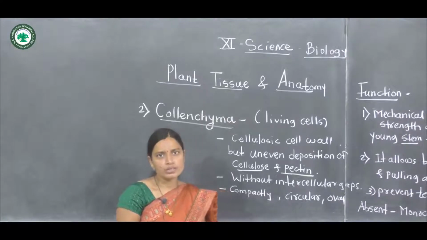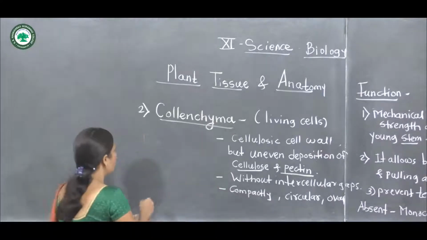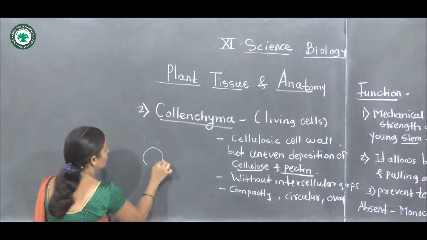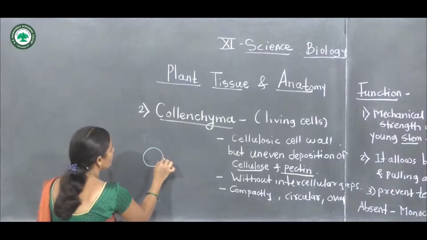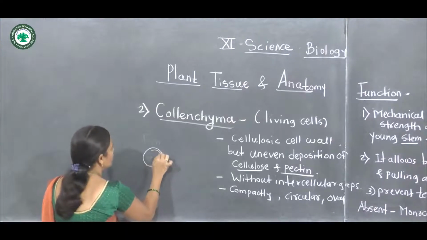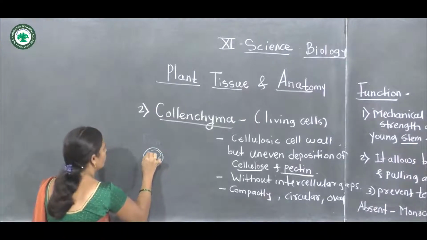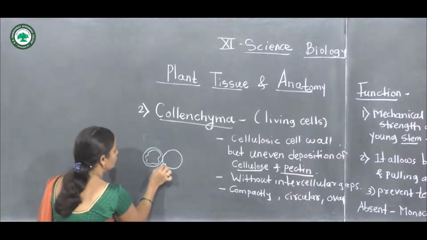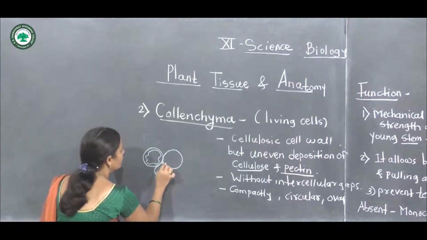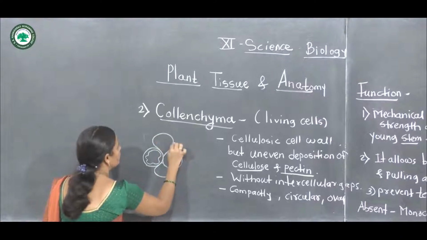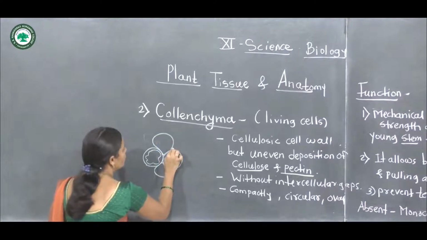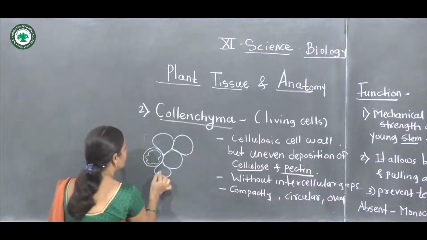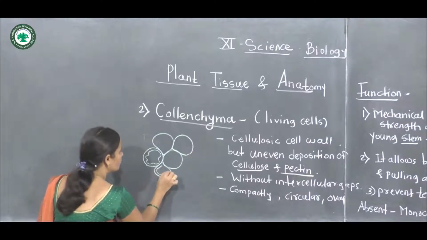The structure of collenchyma: there are no intercellular spaces in the collenchyma cells. They are compactly arranged. There is no gap.